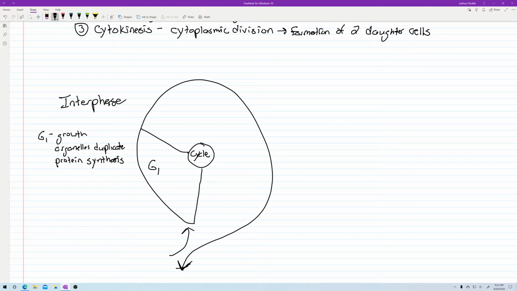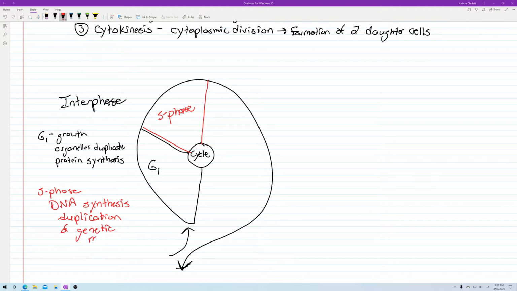And then you have this part. I'm going to draw it in red. From here to out here, you have what's called the S phase. In the S phase, you have DNA synthesis. This is duplication of the genetic material. Histones are made so you can actually wrap the new DNA into chromosomes. So basically, just duplicate DNA.